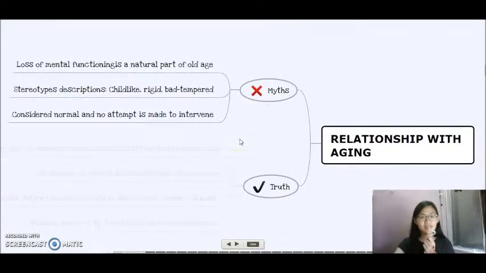Unfortunately, in our society, there are a lot of myths which are wrong. For example, loss of mental functioning is a natural part of old age. Second, stereotype descriptions. People will usually describe elderly as childlike, rigid, and bad-tempered. They consider all the changes are normal and no attempt is made to intervene.